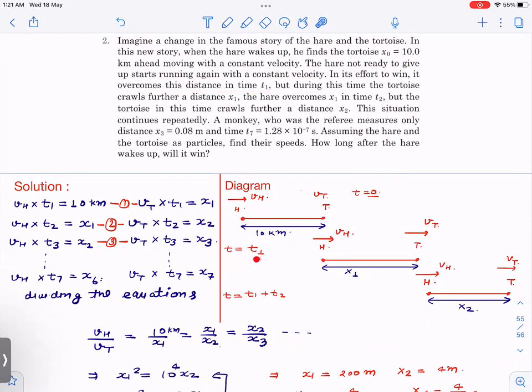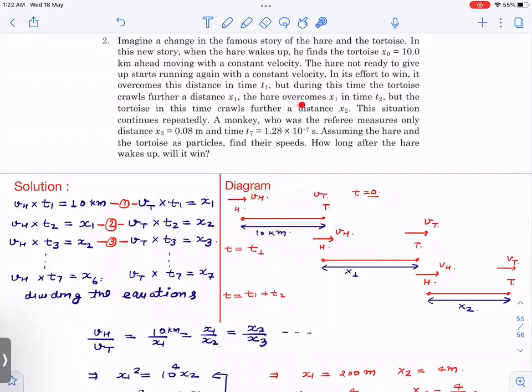So this is t equal to t1. See here, at t equal to t1, the hare overcomes this distance. So that means the hare reaches here. But in that time, what happens? During this time, the tortoise crawls further a distance x1. So this is x1 distance.